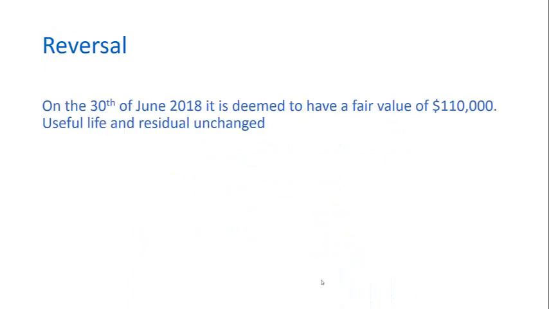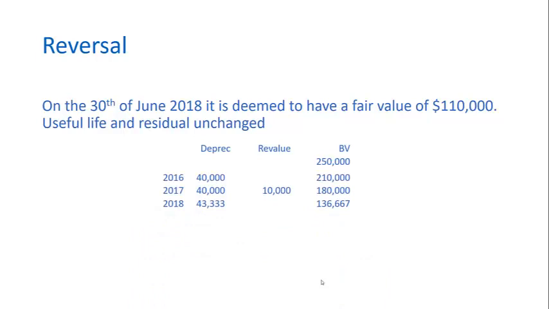Now, to keep things simple, a year later, the asset's now deemed to have a fair value of only $110,000, useful life and residual value unchanged. Now, at the end of 2018, what we can see is that the asset has a book value of $136,000, and that is $26,667 more than its fair value.